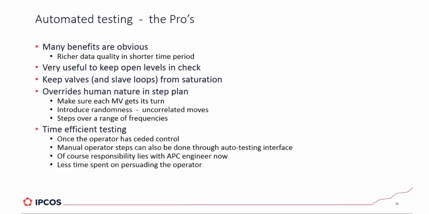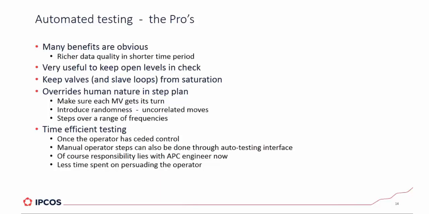Typically, automated testing is very time efficient, and that is because once the operator has ceded control to our step test program, it really streamlines our effort to get these steps implemented. In case of a manual step test, it means going to the operator, working only through him, asking for a step to be implemented every time. And very often, depending on the conservatism of the operator and of the plant, this takes a lot of time. It could take a lot of time to get these steps implemented.